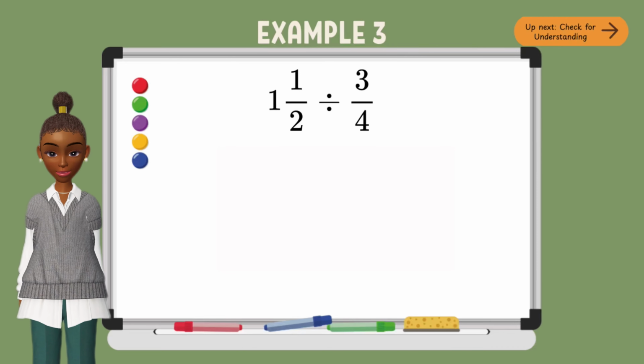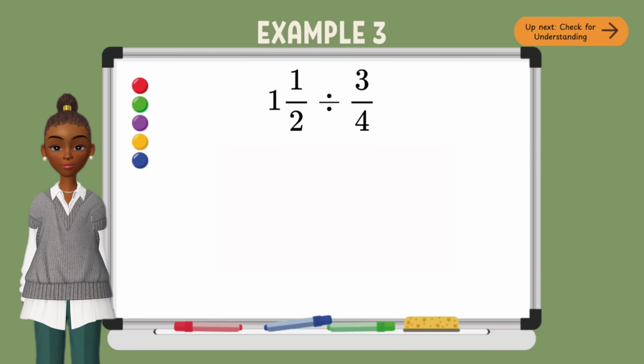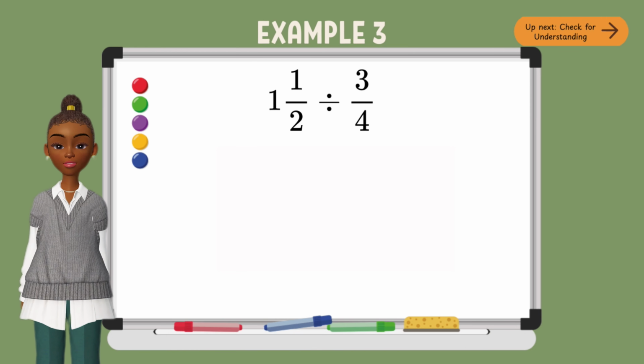In step 1, it says, keep the first fraction the same. Well, in this problem, the first number is not a fraction. It is a mixed number. That's why it's very important to understand vocabulary terms in math. So in order to keep the first fraction the same, we have to turn the mixed number into a fraction.